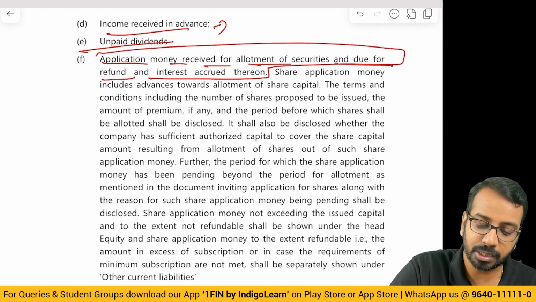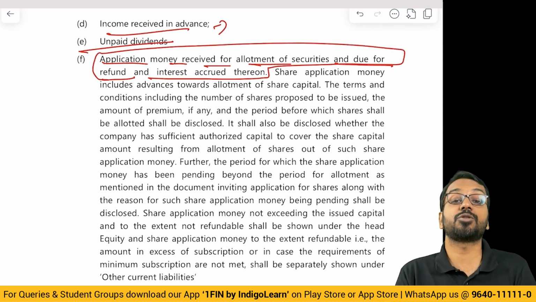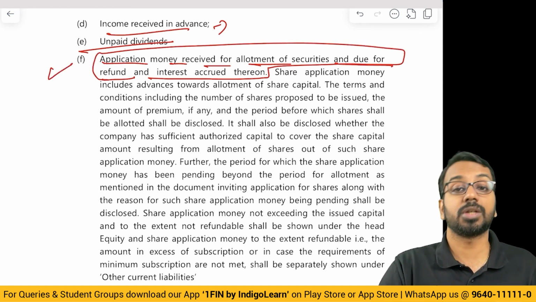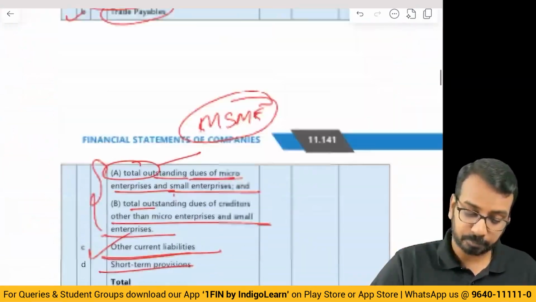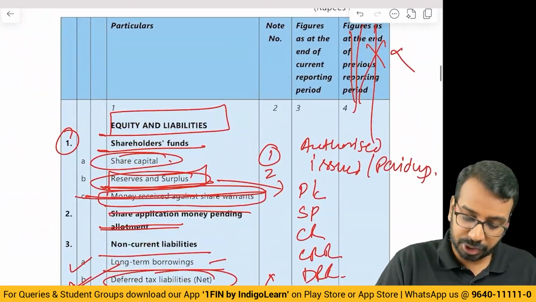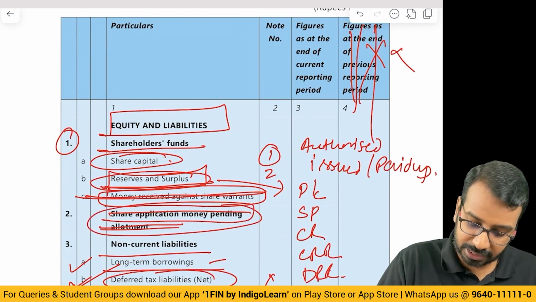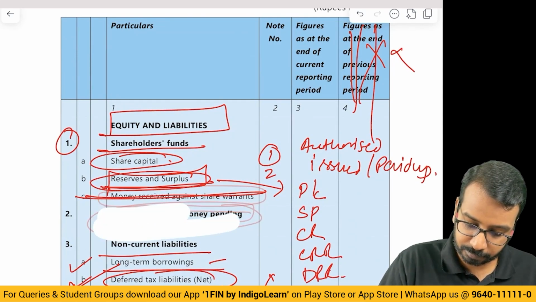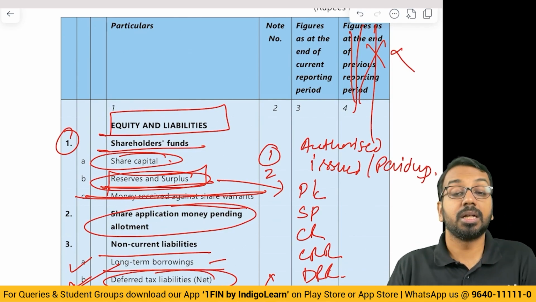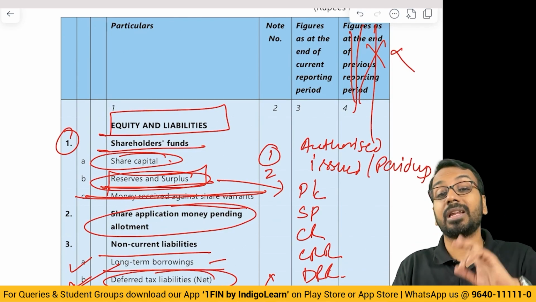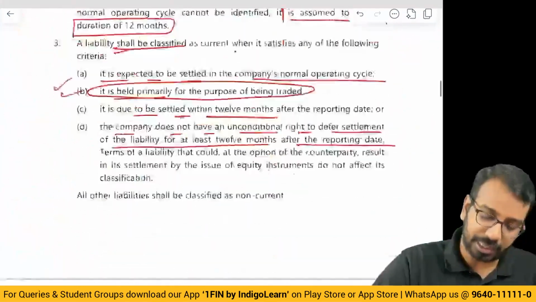So this basically means if you have received application money which has to be refunded, you need to disclose it here. Okay, please keep in mind, share application money pending allotment is given here. If I have to refund, if there is any amount refundable, that is kept under current liabilities.